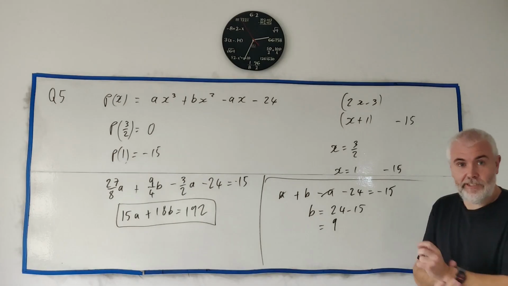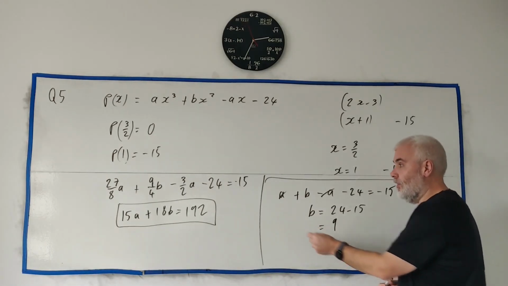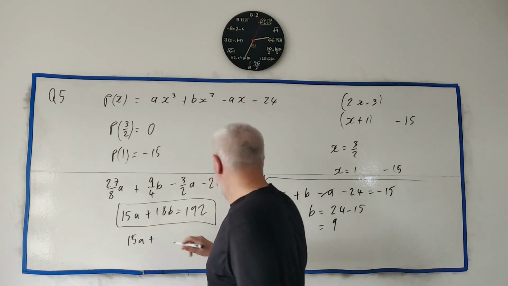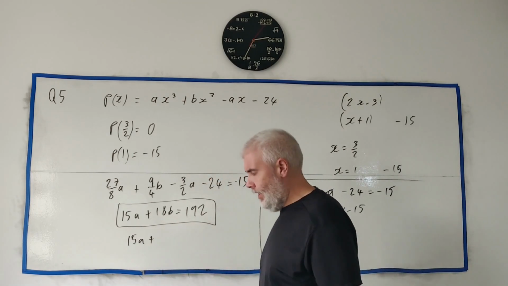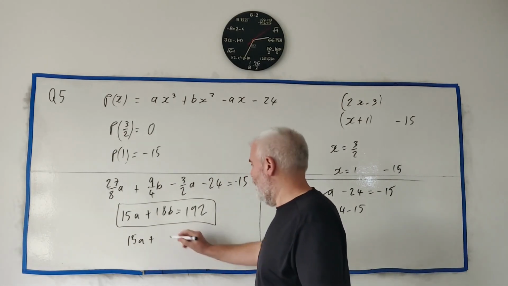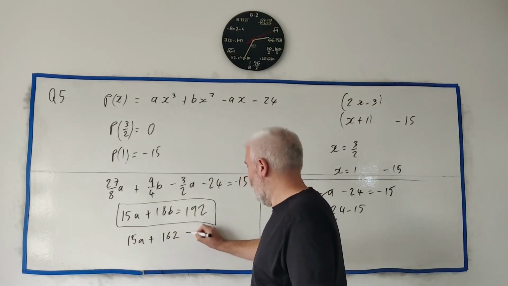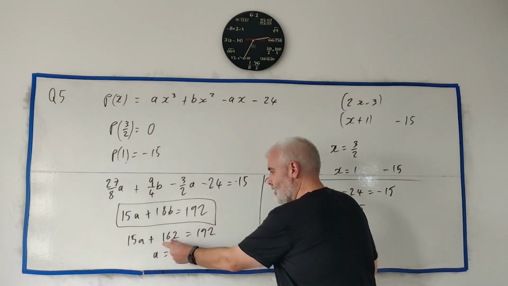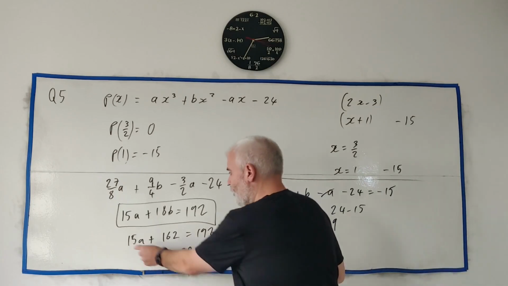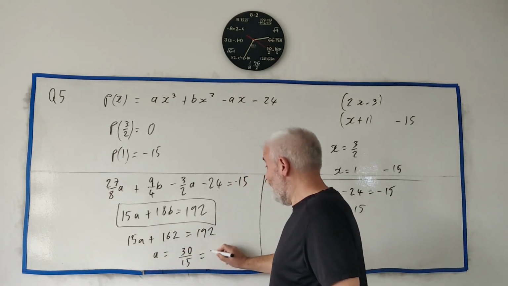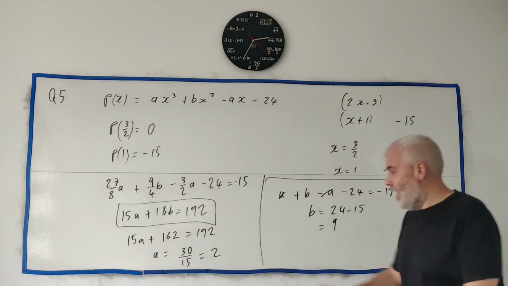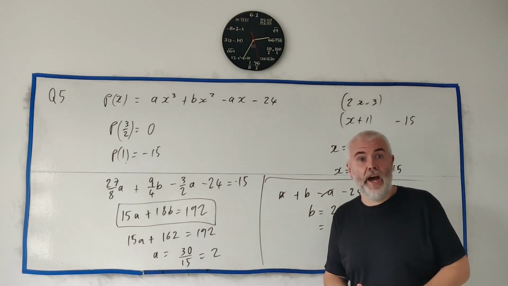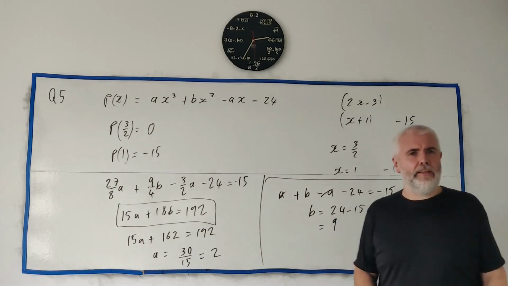So we don't have a simultaneous equation. It's actually, we just know what B is. We put that in over here, we get 15A plus 9 times 18 is 162 equals 192. A is equal, this minus this is 30, divided by 15 is equal to 2. There are your two answers. A is equal to 2, and B is equal to 9. That's full marks for part A.